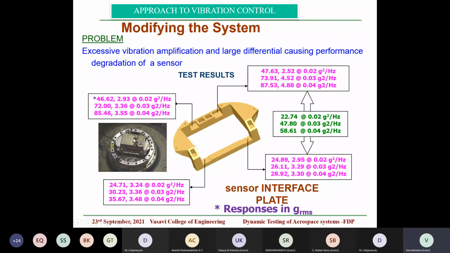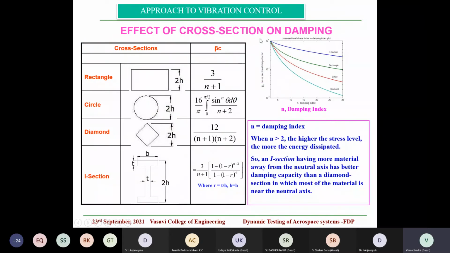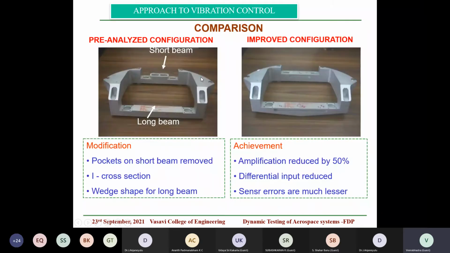So the sensor was not passing, and so what we did, we understood what are the frequencies and what this structure is looking like, and we have used cross section damping. Like we have studied from literature what are the different cross sections and how their dampings are there. For example, I cross section has more structural rigidity and also damping is more. So we used this I section to change from one end to another end, and then we improved the configuration and tested.